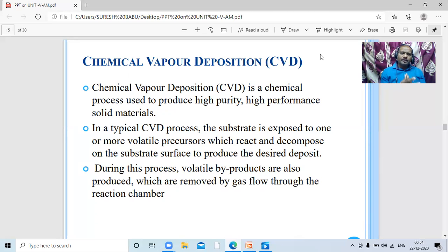The second one is that during this process a volatile byproduct is also produced, which is removed by gases. That means, for example, if you want to purify a material, we can produce steam and the steam can be passed to that substrate so that it brings purity, and that will happen in a reaction chamber. So how are we going to maintain the reaction chamber to produce a deposit of the metal? It will differ from method to method.